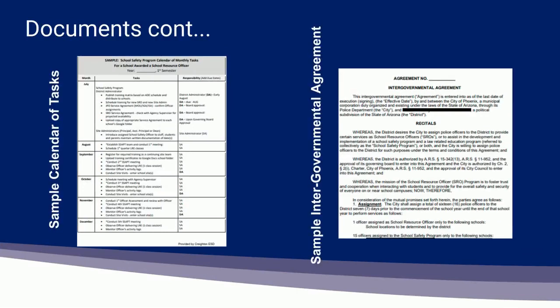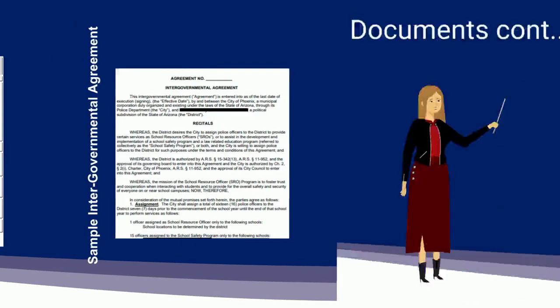The sample calendar of tasks is a document that was created by one of the principals in the program. Their team shared the document with our team, and, with their permission, we are providing it to you as an additional support. It provides a monthly at-a-glance look at expectations for the role. On the right-hand side is an example of an intergovernmental agreement, which is the official document that details the agreement between a police department and a school district related to an SRO's duties on a campus.